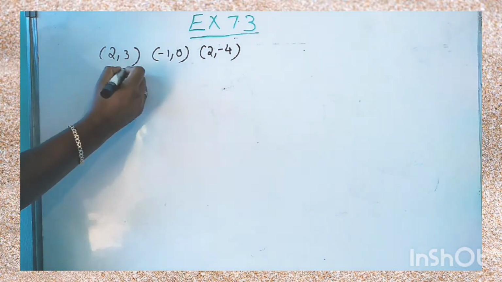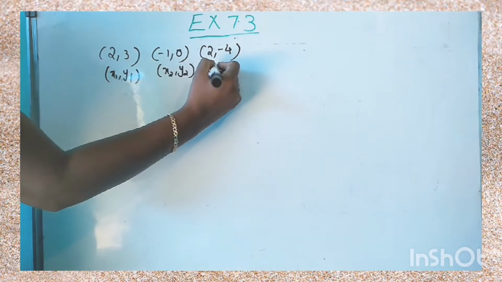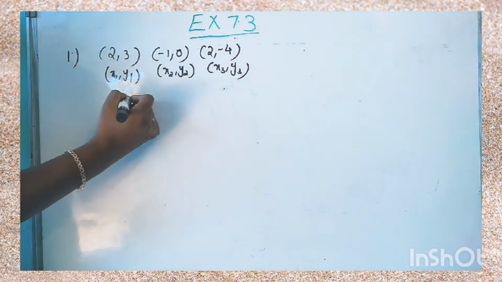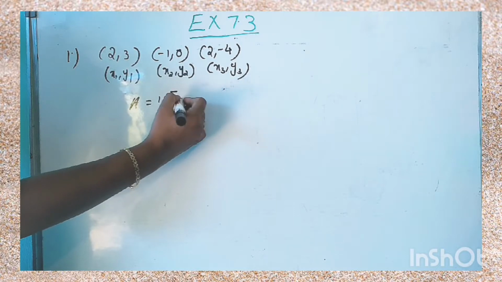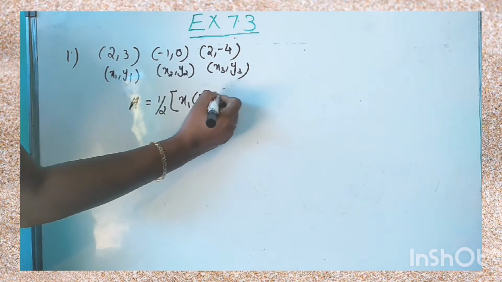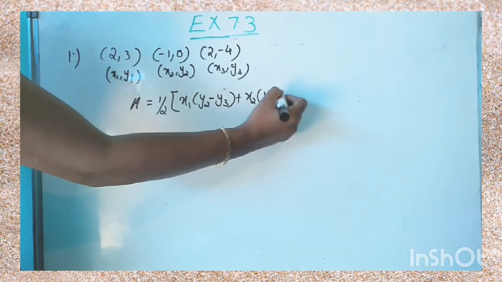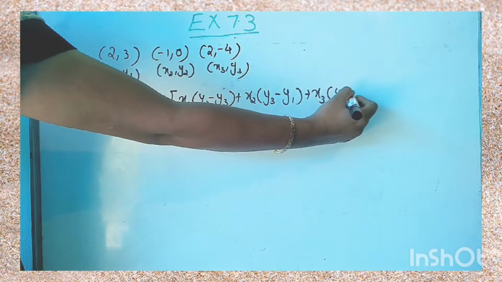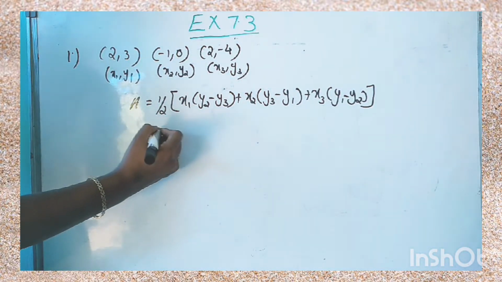Let it be x1, y1, and this one is x2, y2. This is x3, y3. Now, area A is equal to half into, that formula we know, x1 into (y2 minus y3) plus x2 into (y3 minus y1) plus x3 into (y1 minus y2). This is our formula. Now just substitute those values.